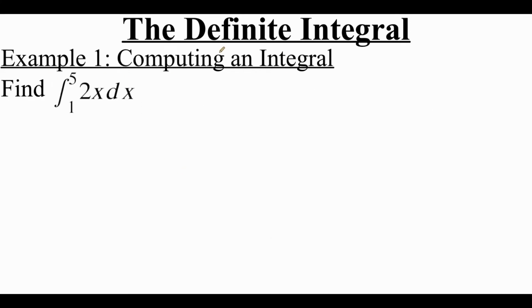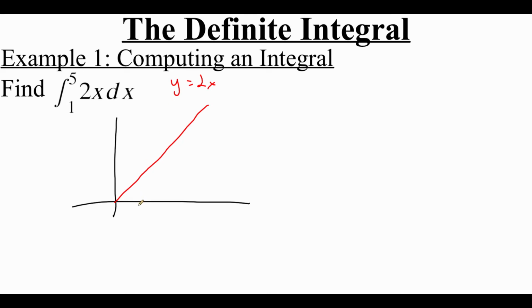So in this example, we're going to look at computing an integral. We're going to find the definite integral on the interval from 1 to 5 of the function 2x dx. I'm going to draw out a quick picture of what this graph would look like. The function is y equals 2x, so that's going to be a line going through the origin with a slope of 2. And we're going to look at the interval from 1 to 5.